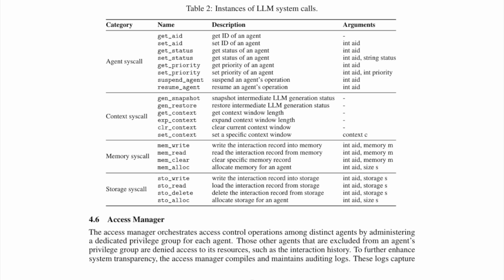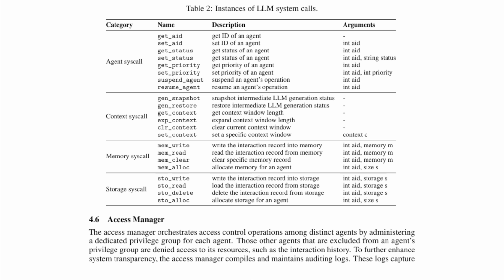Arguments included: int_aid. Category: context syscall. Name: gen_snapshot. Description: snapshot intermediate LLM generation status. Category: context syscall. Name: gen_restore. Description: restore intermediate LLM generation status. Category: context syscall. Name: get_context. Description: get_context window length. Category: context syscall. Name: xp context.